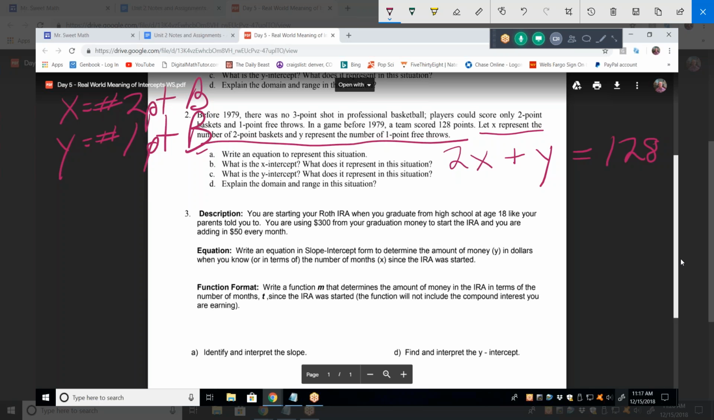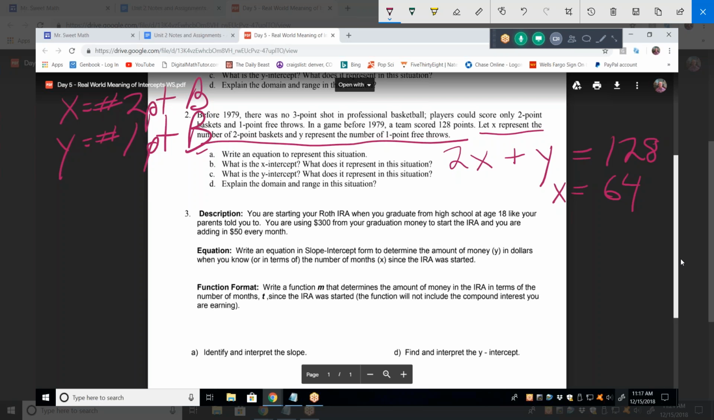What's the x-intercept? So it would be 128 divided by 2, right? Uh-huh. So 64. What does that represent? The 2-point baskets. Yeah, what does it mean? What happened in that game? They got 64 2-point baskets. How many 1-point baskets did they get? Wouldn't it be 128? How many 1-point shots did they get?